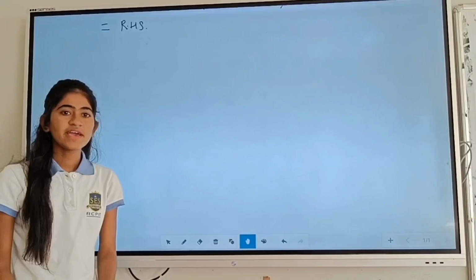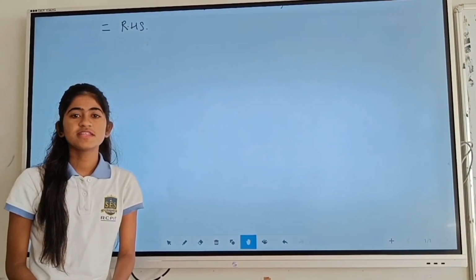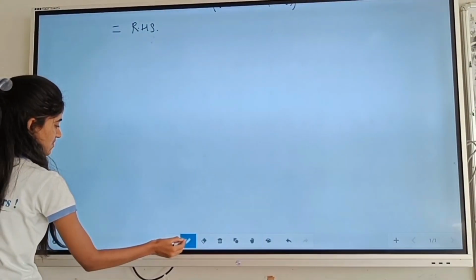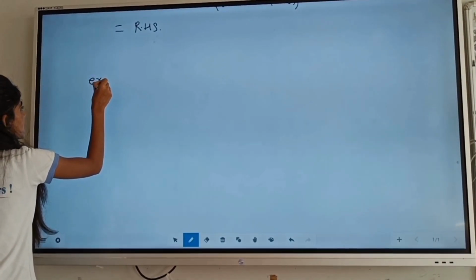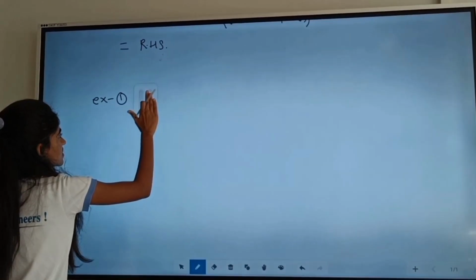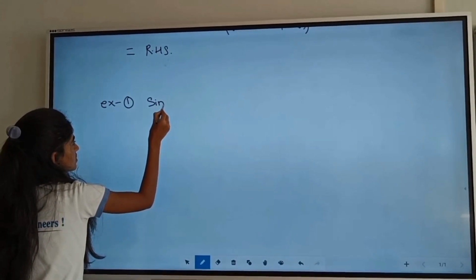So I can give one example of the linearity property, then you will easily understand. The example is sin 2t into cos 3t.